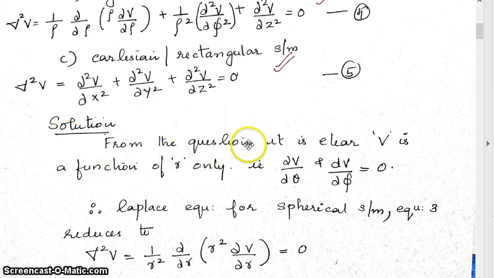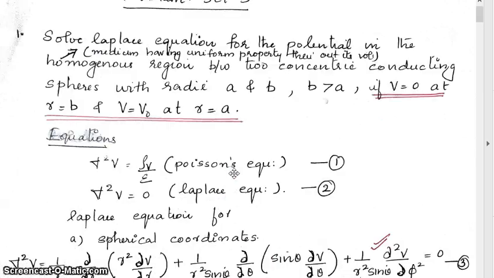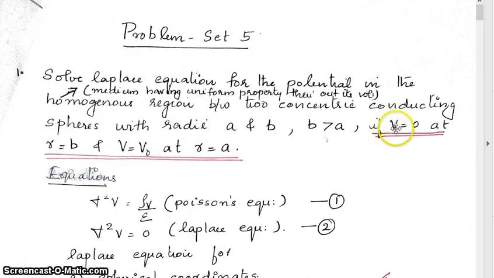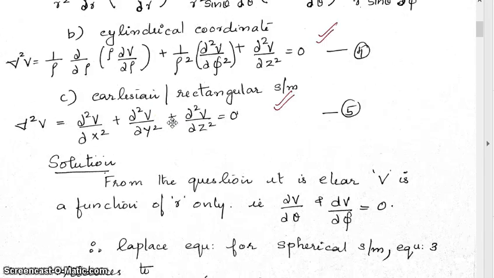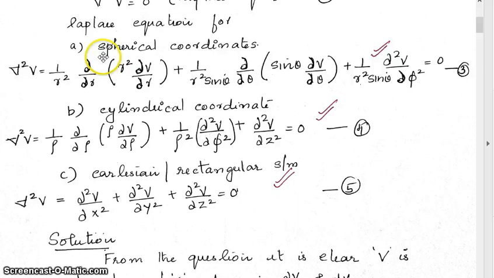From the question it is clear V is a function of R only, because here the value of V is changing according to the value of R, that is V is equal to 0 at R is equal to B and V is equal to V0 at R equal to A. That means the value of V depends upon the radius of the sphere. So in this equation 3, this is the Laplace equation of a spherical coordinate system.